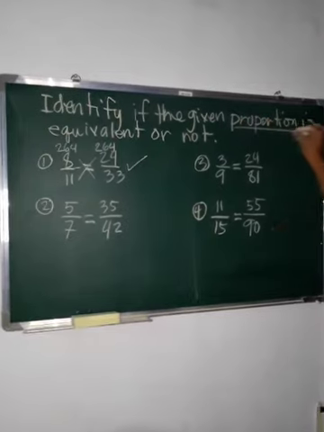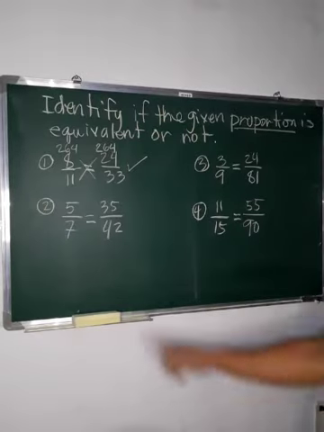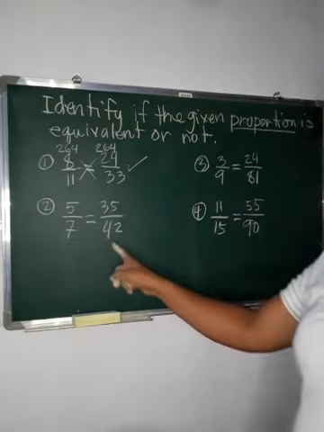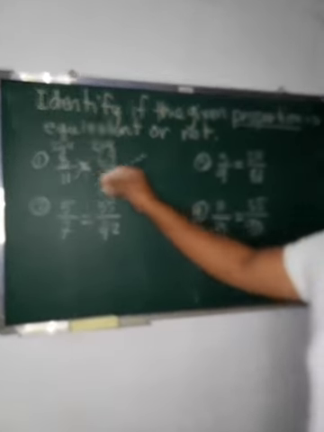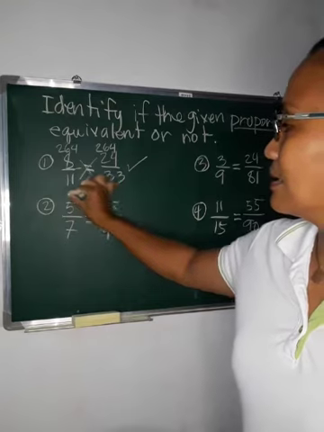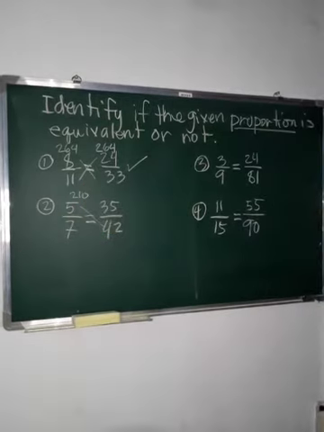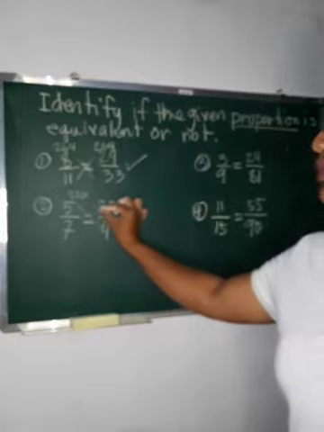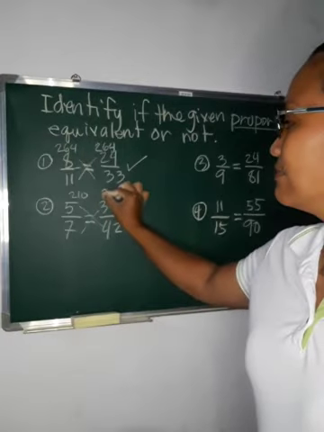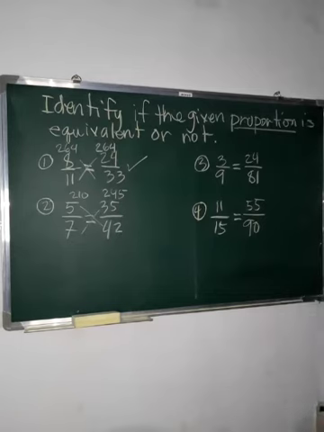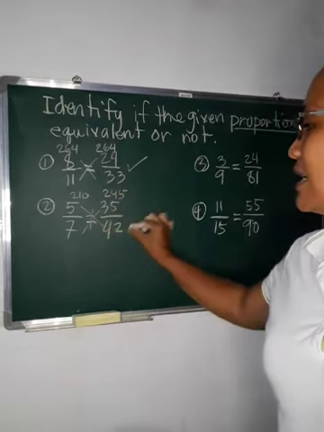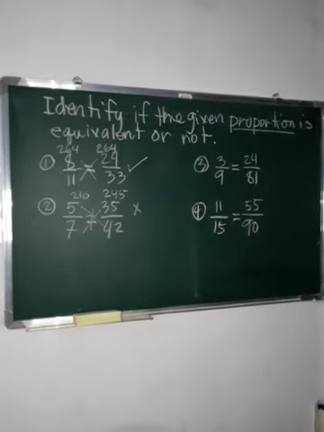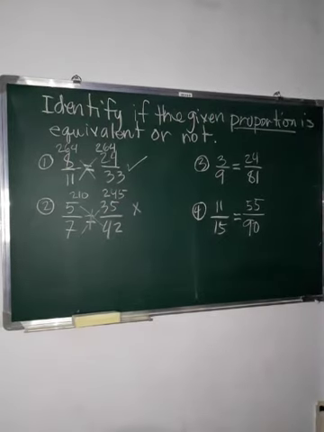Again, if you cross multiply and their answer are equal, meaning the same answer, then they are called proportion. Okay? So number 2, 5 times 42, we have 210. And then 7 times 35, 245. Meaning to say that they are not equal. So if they are not equal, then it is not a proportion. They are not proportion. Meaning to say they are unequal.